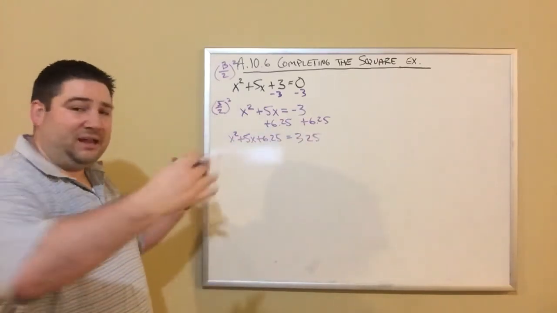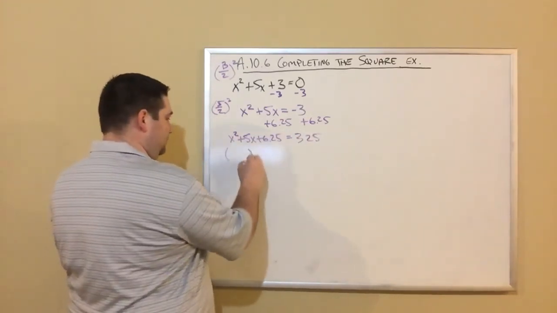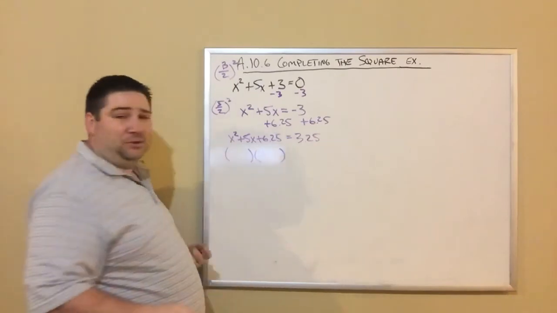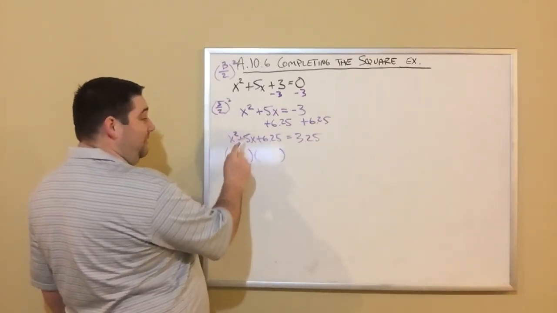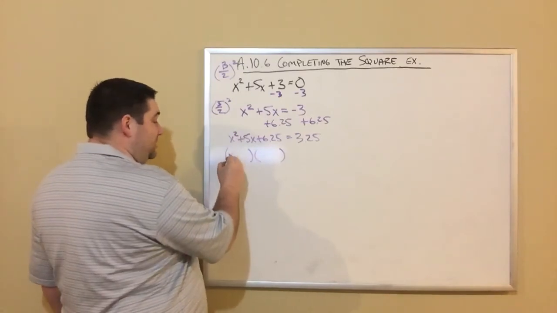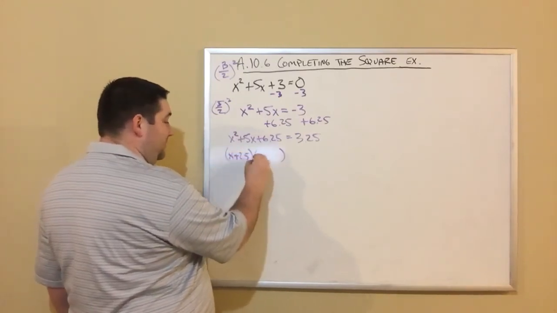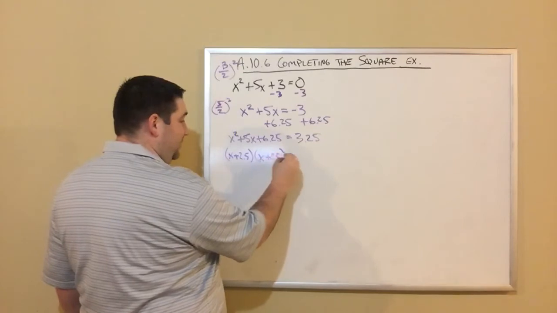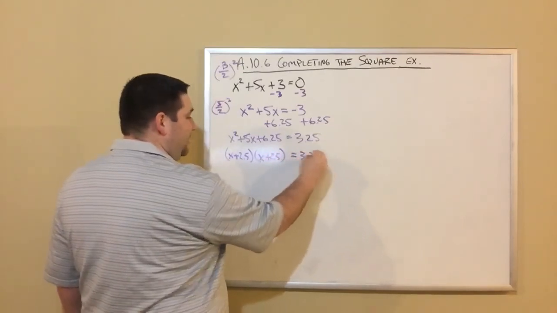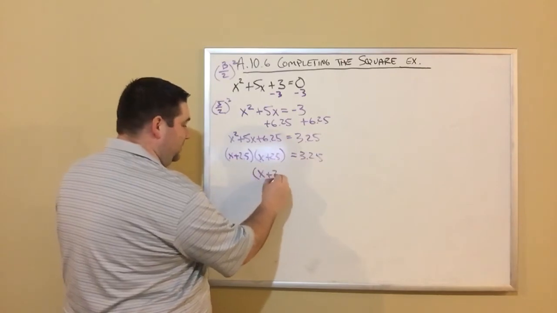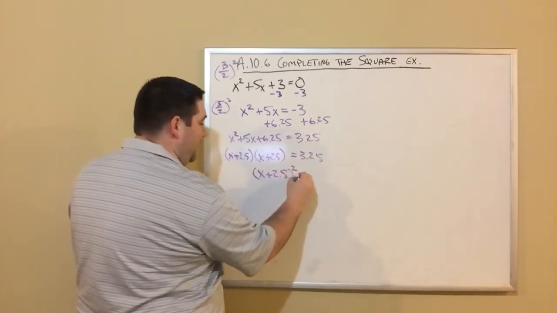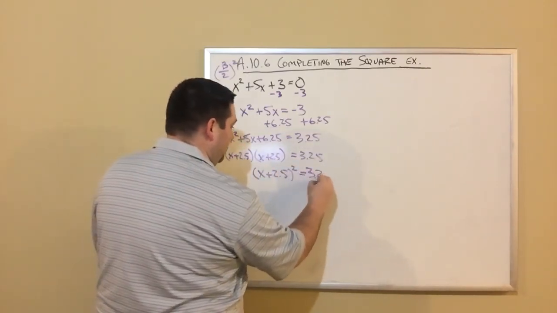So now I can factor this. Remember, it's going to factor into a perfect square. That was the whole point of what we did. All we got to do is 5 divided by 2 is 2.5. So this is x plus 2.5. X plus 2.5 equals 3.25. And remember, since these are both the same, I can write this as x plus 2.5 squared equals 3.25.